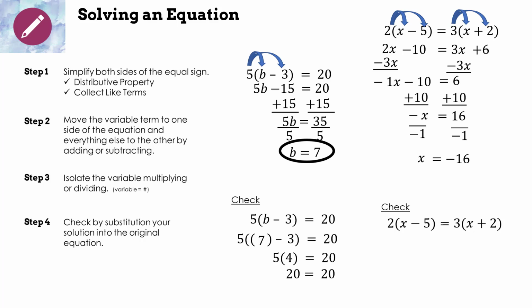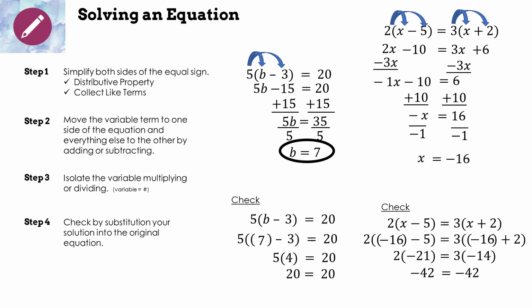Let's check it. So I rewrite the original equation. And now I'm going to put negative 16 in for all of my x's. Orders of operations say I have to do what's in parentheses first. So negative 16 minus 5, negative 16 plus 2. We end up with 2 times negative 21 equals 3 times negative 14. Woohoo, we did it again. Negative 42 equals negative 42. So yes, x equals negative 16 is our answer. Good job.